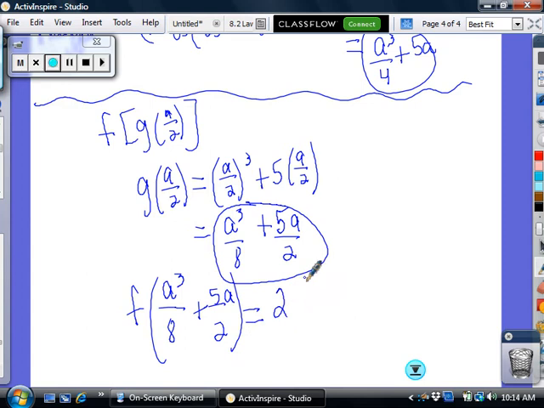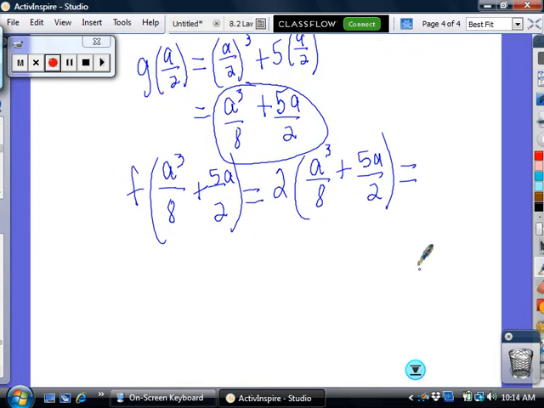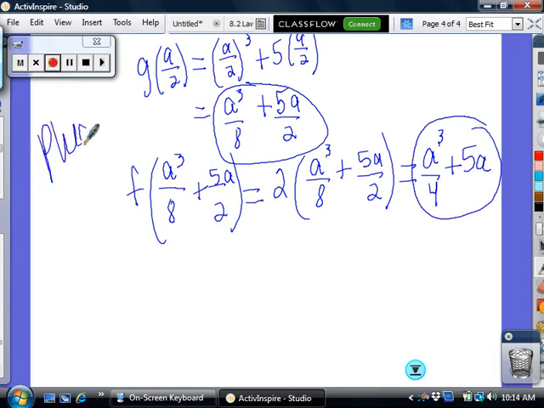And f is 2 times a, so we'll take the a out, we'll plug all this in. And we end up with 2 going into 8 four times, and 2 going into 2 two times, and get the same final answer. So here we just plugged in. We didn't even find the composition function. So I'll let you decide which one you like better.